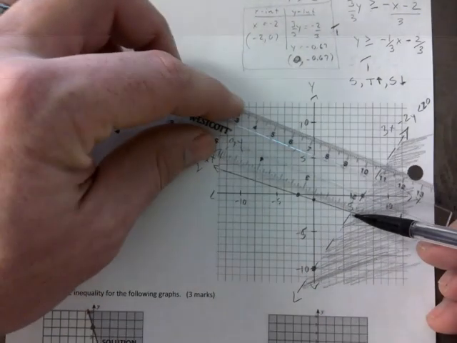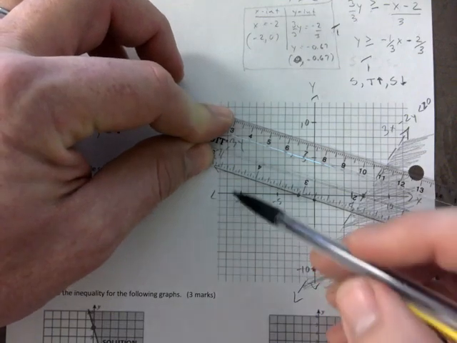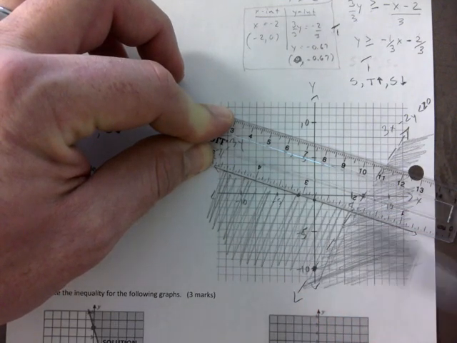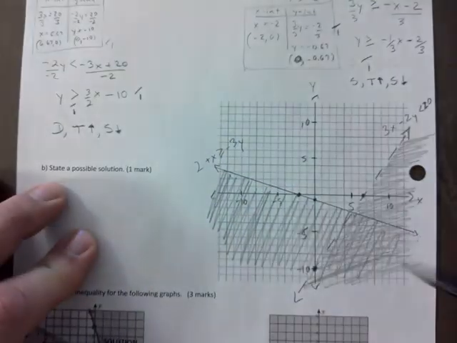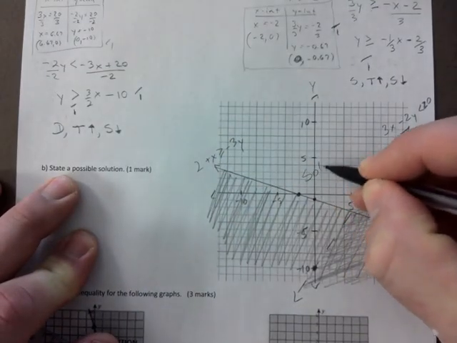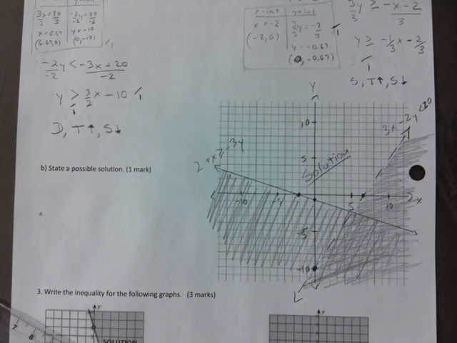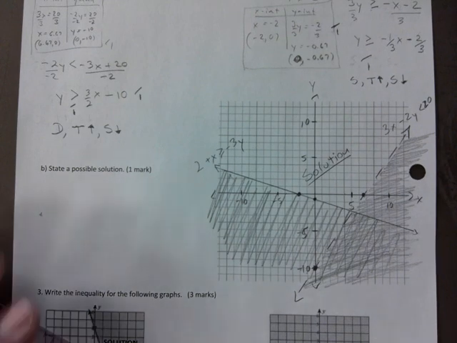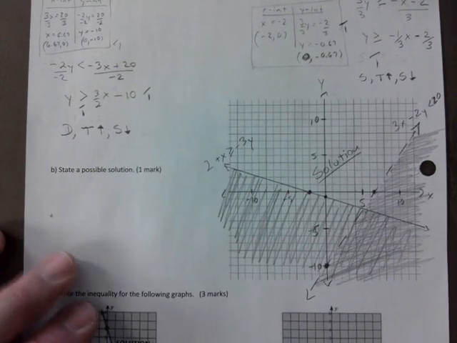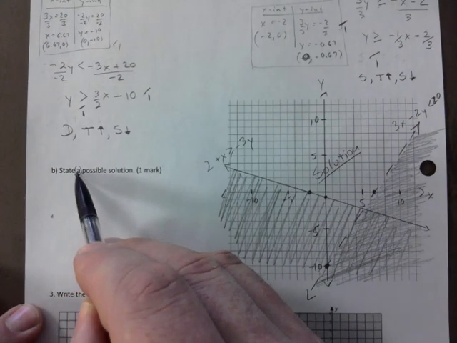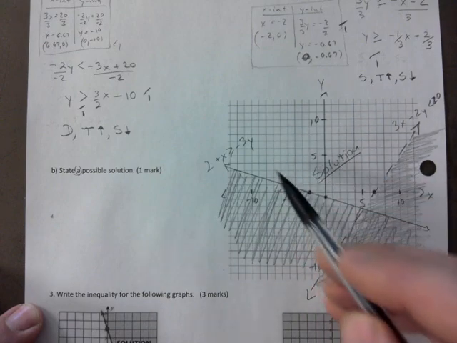And so this one we shade below, so we're shading this off. Right, so this is my solution region here. I'm really picky with you saying that that's the solution region. So if you didn't do that, that would be a half mark deduction. Okay, and so that's what your graph should look like. State a possible solution. Anything in here would work.